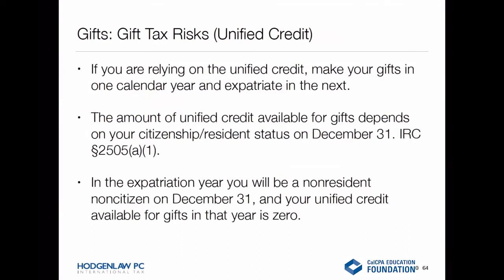Now, one word of caution: if you are relying on the unified credit, you need to make your gifts in one calendar year and expatriate in the following calendar year, because the amount of unified credit available depends on your citizenship or resident status on December 31st. So in the expatriation year, you'll be a non-resident, non-citizen on December 31st. Your unified credit available for gifts that year is 0, so you can't gift all of your assets relying on the unified credit and then expatriate in the same year. You'll be taking your unified credit away by doing that, and you'll end up having to pay gift tax.